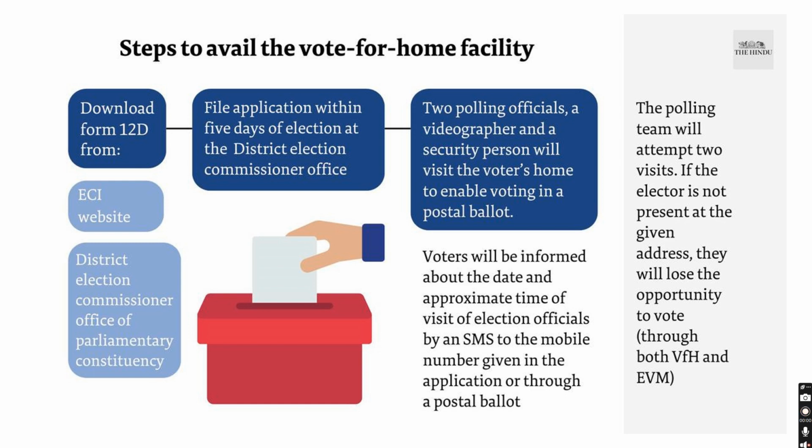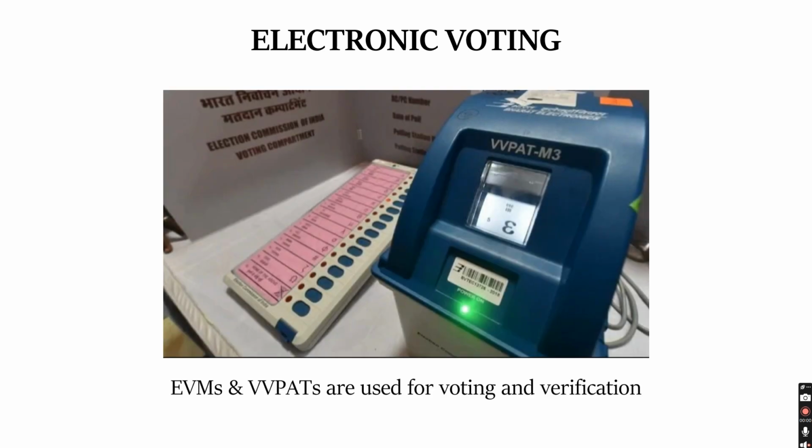Now comes our conventional method, which is electronic voting. How is electronic voting done? Using EVMs and VVPATs. EVMs are electronic voting machines and VVPATs are voter verified paper audit trails. I'll be explaining what these are. You must all be aware of EVMs. They have been used for a very long time now. Basically, both are used for voting and verification.